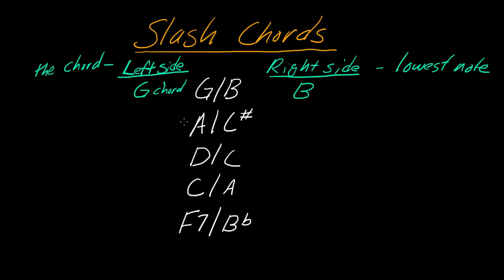A/C sharp. Left side is the chord. It's an A major chord. Lowest note is a C sharp. Next one, D/C. D is the chord. Slash chord here is what's on the right? The lowest note is a C.